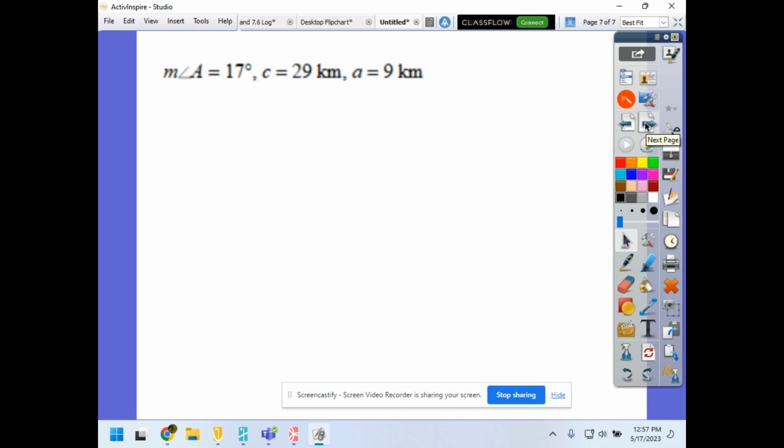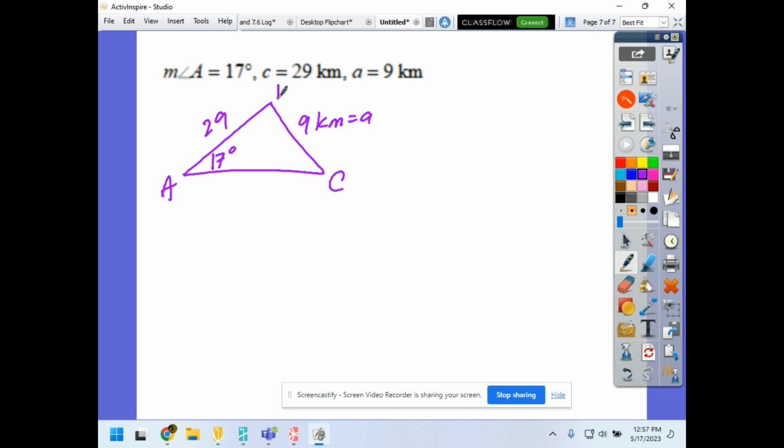Let's try this problem here. This is one of the questions from a while ago. Let's solve it. We know that there are two possible triangles here, but let's prove it. We have angle A is 17 degrees. Opposite that one is 9 kilometers. That's your A. And let's say your C here is 29. That's your C. So there's angle C, there's angle B here.